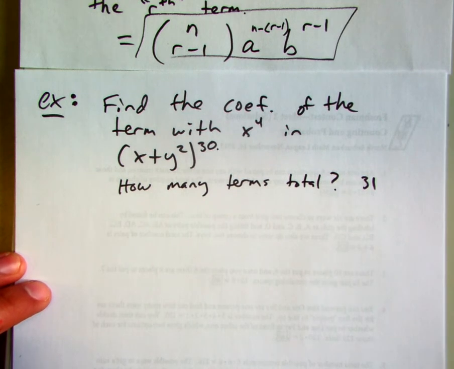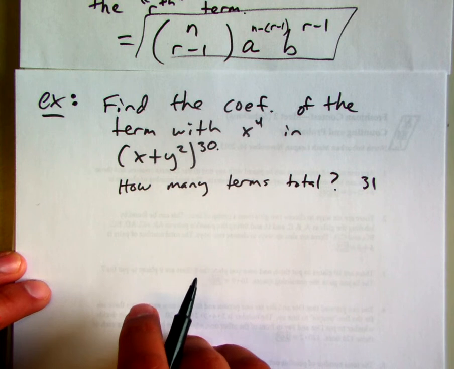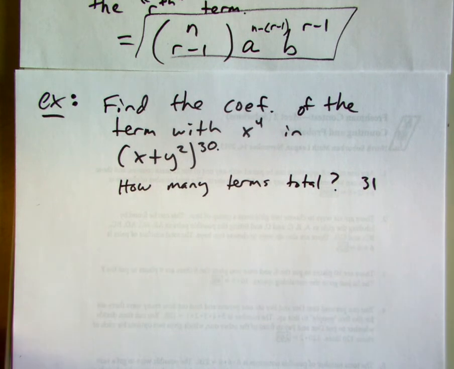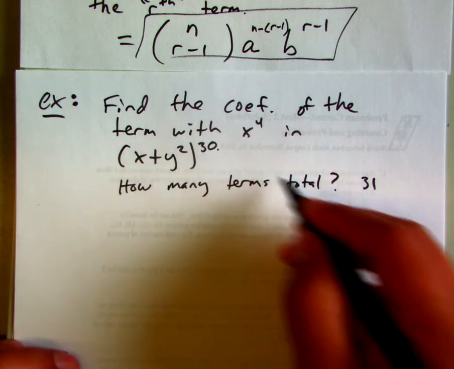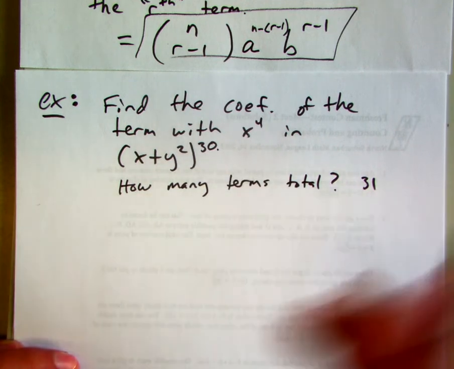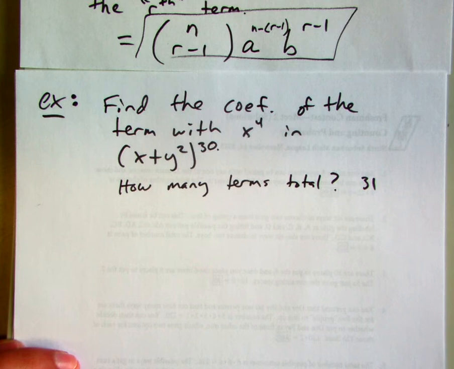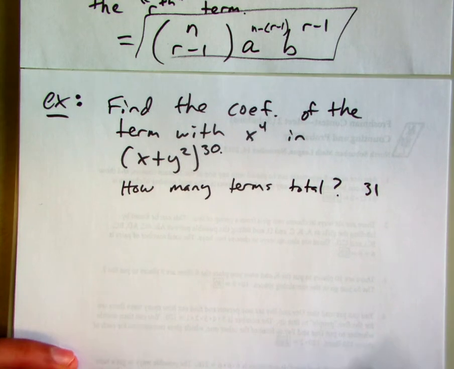There's always one more than the exponent, right? Remember Pascal's triangle? If the power was 0, how many terms were there? 1. If the power was just 1, there were 2 terms. To the second power, we had 3. You guys see that? So if there's 30 terms total, there will be 31 things that you add up together. Okay? Where is the x to the 4th term?